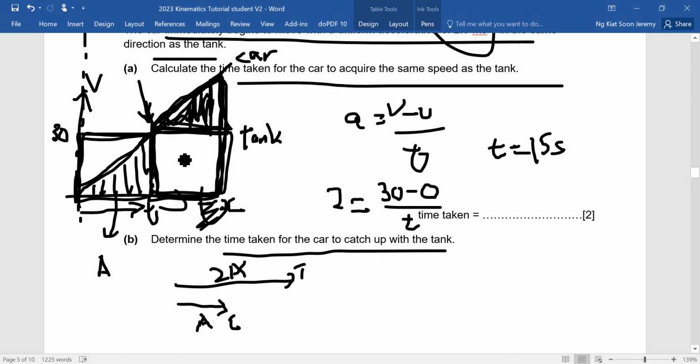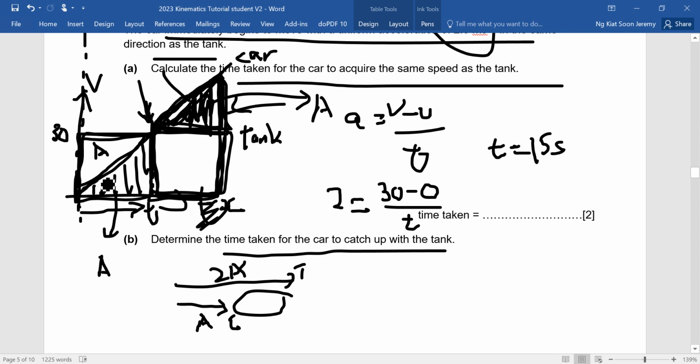So the question, when does the car catch up with the tank, is when this triangular area that I just shaded becomes equal to this area. Because this is the gap that the car has with the tank. So if the car can cover an area equal to A here, isn't it that the car catches up with the tank? So when does that happen?